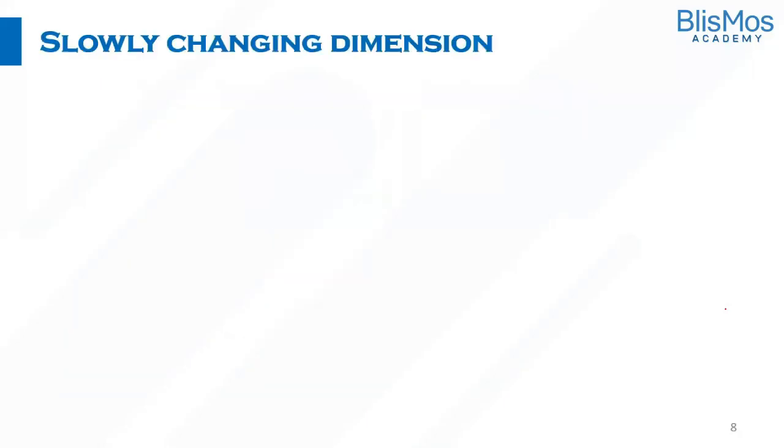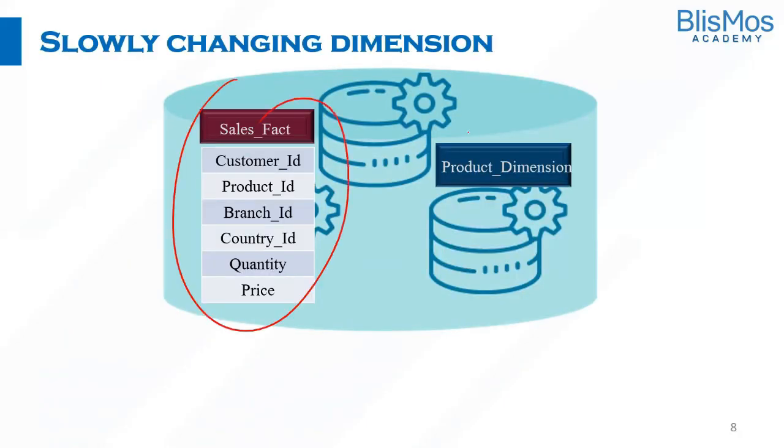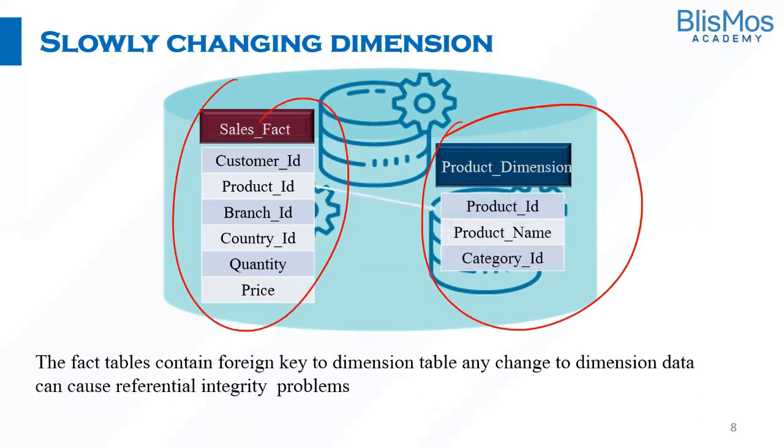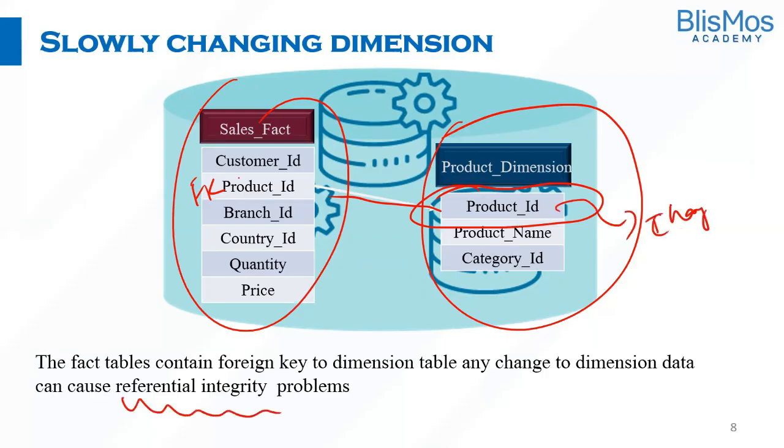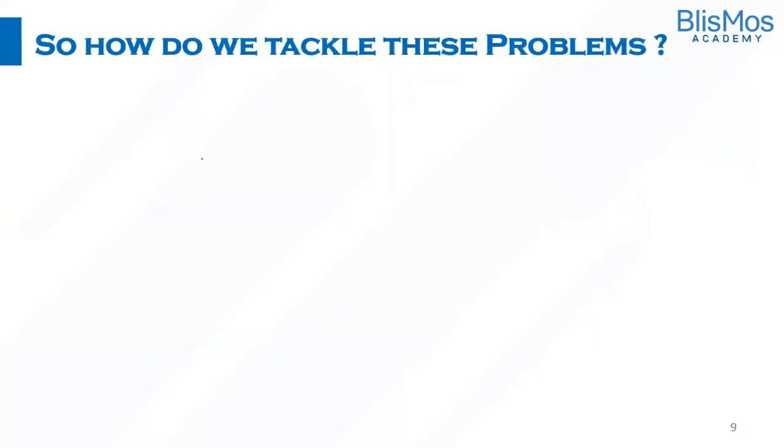If you recollect, we have a fact table and dimension tables in a data warehouse. If any of the dimensions is changing, assuming that product is changing in a dimension table, some of the data in product ID is changing in the dimension table. Remember, this product ID is a foreign key in the fact table. So it impacts the referential integrity. Means if the data is changing here, it impacts the data here as well. There will be referential integrity problems. So how do we tackle these problems?